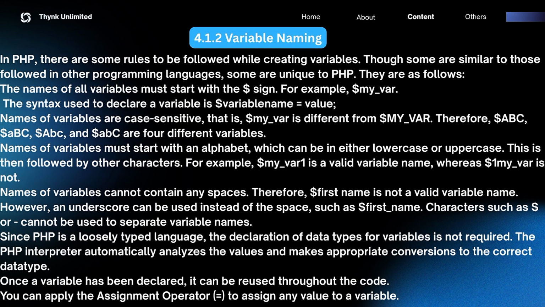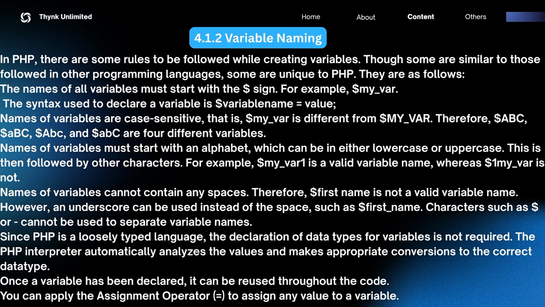Variable names also cannot contain spaces. This means a name like $first name would be invalid and cause an error. Instead, PHP allows you to use an underscore to represent a space. For example, $first_name. Similarly, special characters such as @ or # cannot be used in variable names.